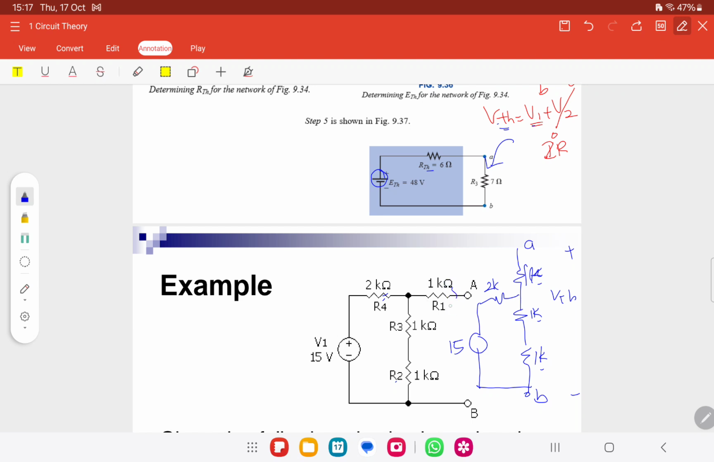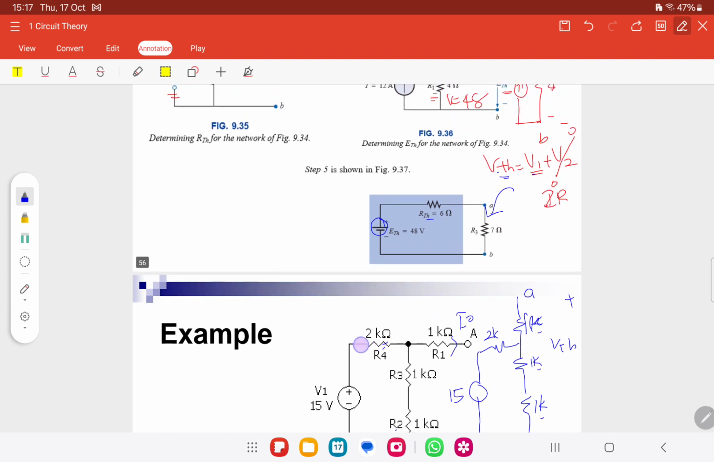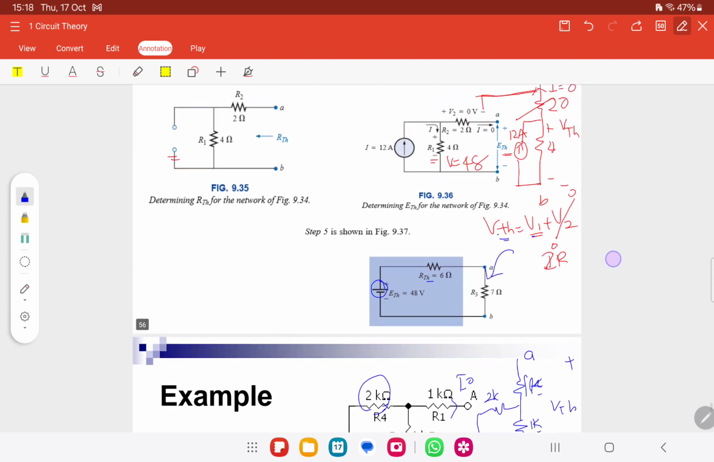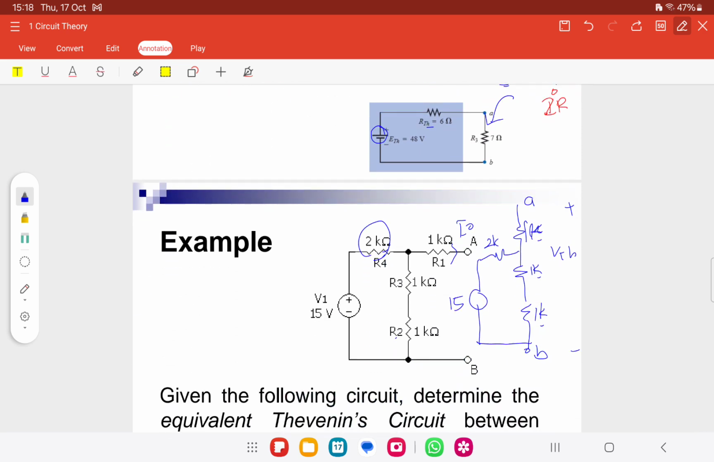Dekat sini tak ada current, I dia equals to 0. So sama je. Betul tak? Tambah lagi 1, 2 kat sini je. Tadi tak ada. Kat sini lah. Kan? Sama je. Boleh? Boleh.